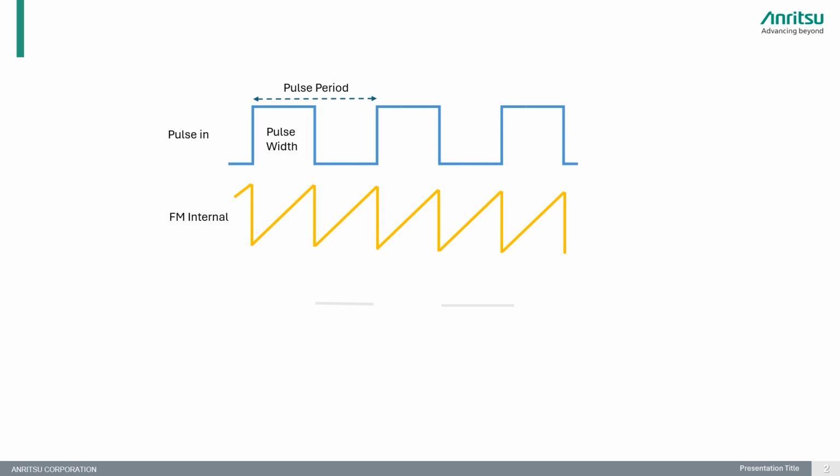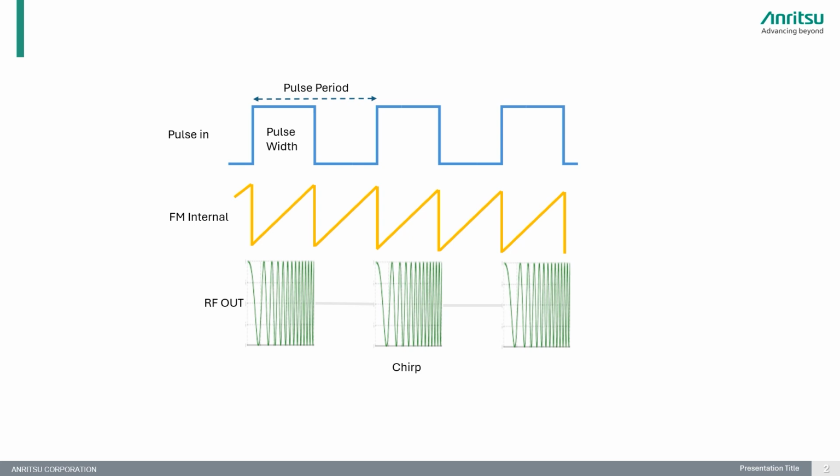Next, we use a ramp waveform for FM modulation. The start of the ramp is always synchronized with the start of the pulse. The period of the ramp is set equal to the pulse width. When we simultaneously enable FM and pulse modulation with synchronized waveforms as they are shown here, we get a chirp.